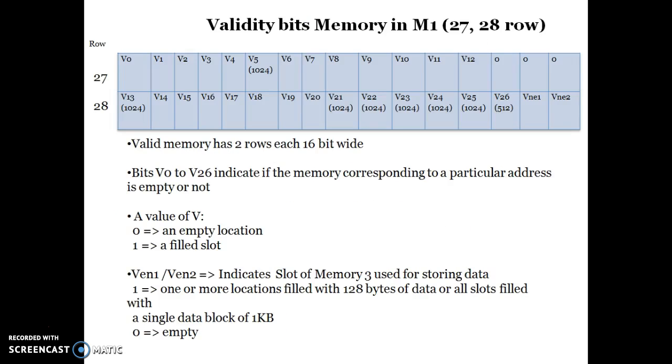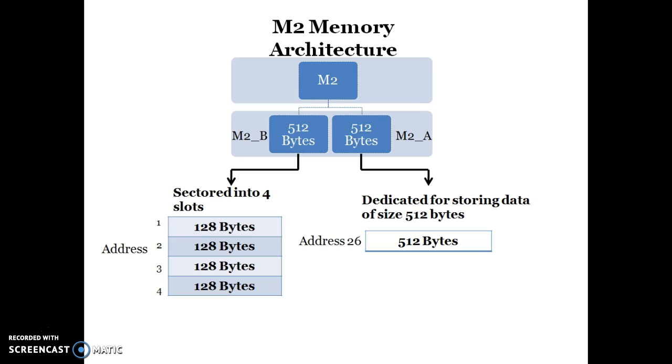Also, the valid bits per memory in M1 are divided according to row 27 and 28. The bits indicate if the memory corresponding to the particular address is empty or not. For a value of V, if it is 0, it's an empty location. If it is 1, it is a filled slot. For value of enable 1 and enable 2, 1 means the slots are filled, 0 means it is empty.